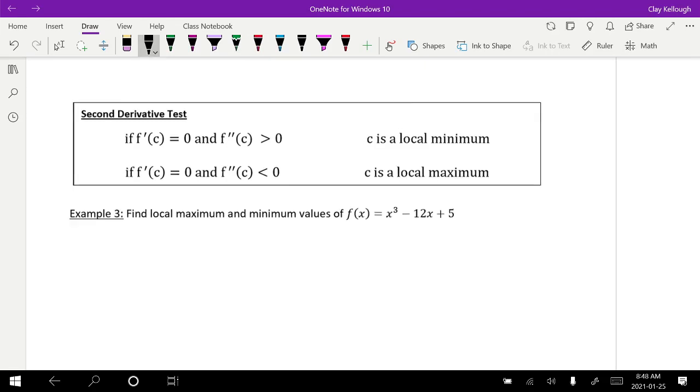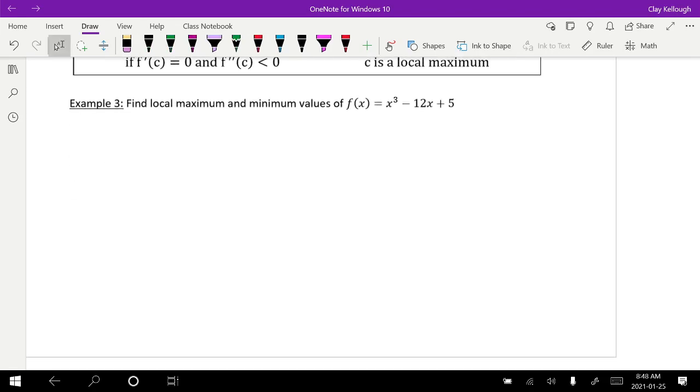Let's try that. So find the local maximum and minimum values of x cubed minus 12x plus 5. Okay, so first derivative. First derivative is 3x squared minus 12x. Or no, sorry, just minus 12, right? There we go. So first, let's set that to 0, right? So let's find out what x is when that's 0. So that's going to be 0 is equal to 3x squared minus 12.